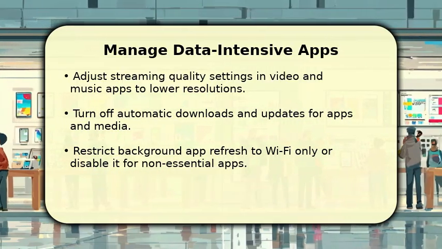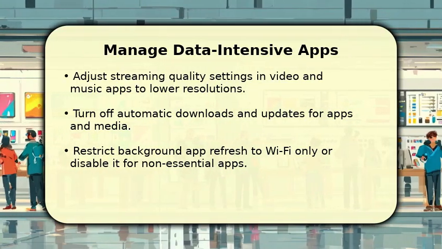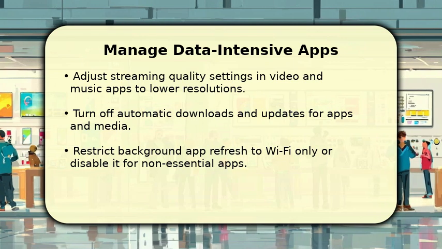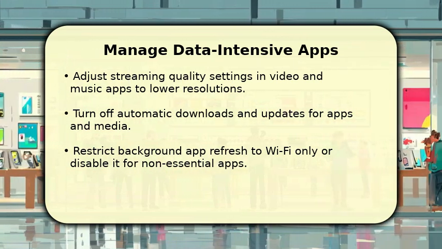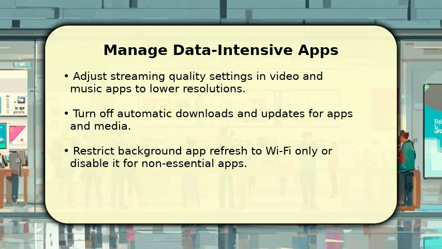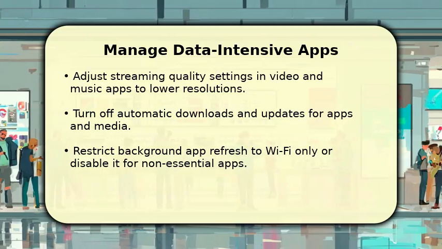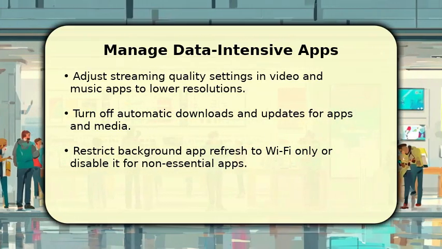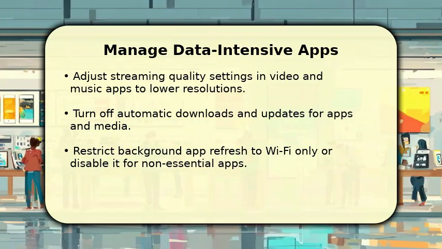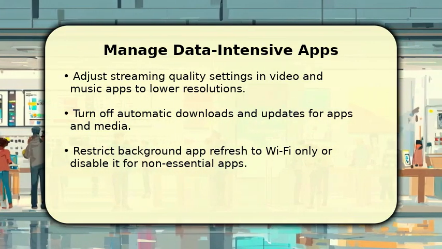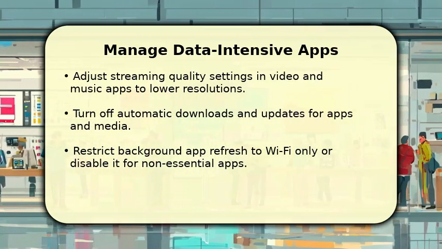For streaming video and music apps, adjust the quality settings to a lower resolution when using cellular data, which significantly reduces consumption. Crucially, disable automatic downloads and updates for all applications and media content, ensuring these processes only occur over Wi-Fi. Additionally, restrict background app refresh to Wi-Fi only, or completely disable it for non-essential applications, preventing them from consuming data when you're not actively using them.